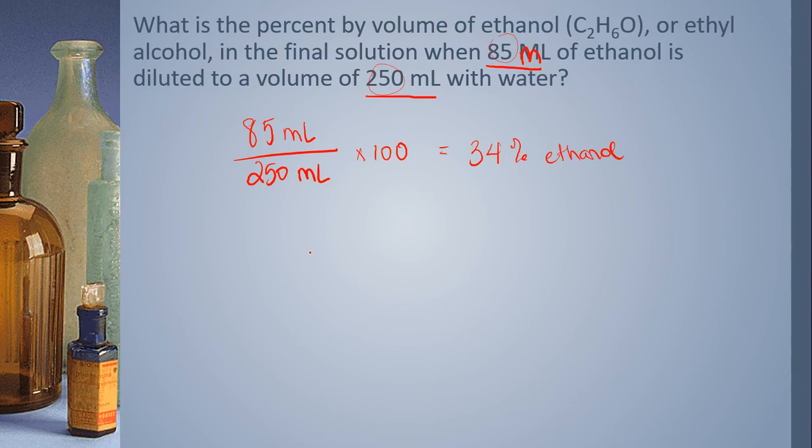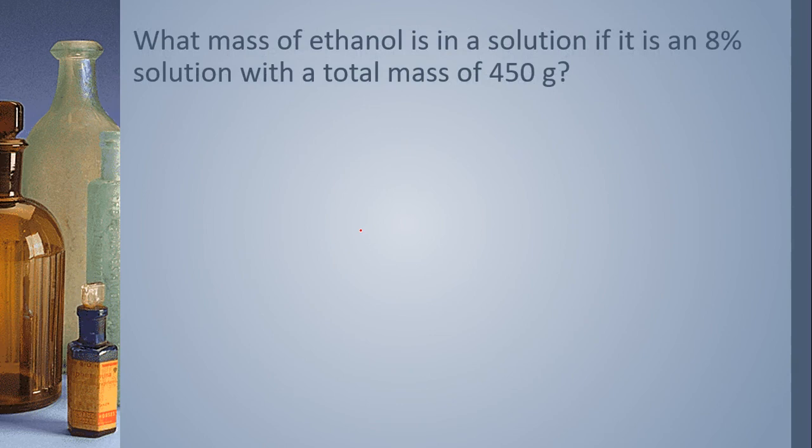Sometimes you can work backwards too. Like, I might ask you for the top, and you have to work backwards this way. Like if I give you the percentage, and then you have to solve for x, but that just comes down to algebra. Here's our last example, and this one's a percent by mass. What mass of ethanol is in a solution if it is an 8% solution with a total mass of this? See, this one works backwards like that. If it's 8% and it tells me the total mass is 450, then that needs to go on the bottom. That means we're looking for the partial mass up here on the top.